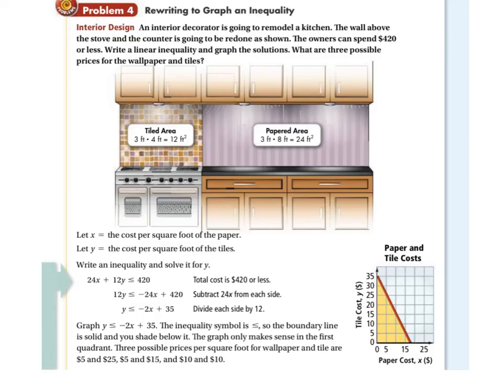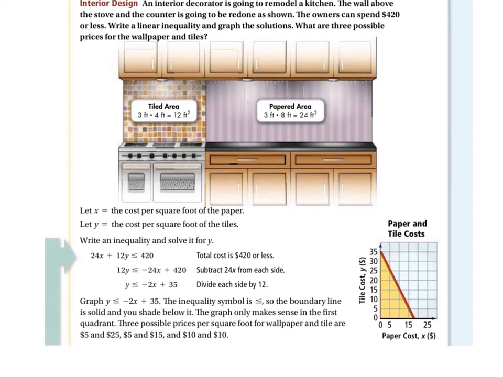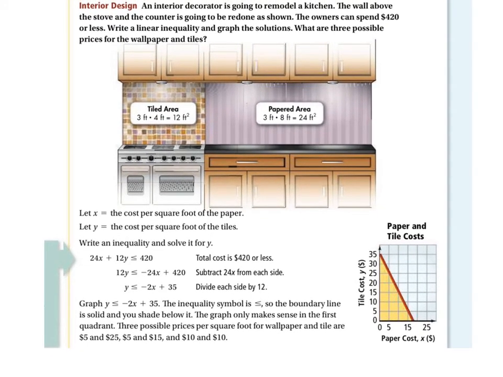Alrighty, fourth example, rewriting to graph an inequality. It says an interior decorator is going to remodel a kitchen. The wall above the stove and the counter is going to be redone as shown. The owner can spend $420 or less. Write a linear inequality and graph the solution. What are 3 possible prices for the wallpaper and tiles? Now you will see problems like this on my quiz and on my tests.